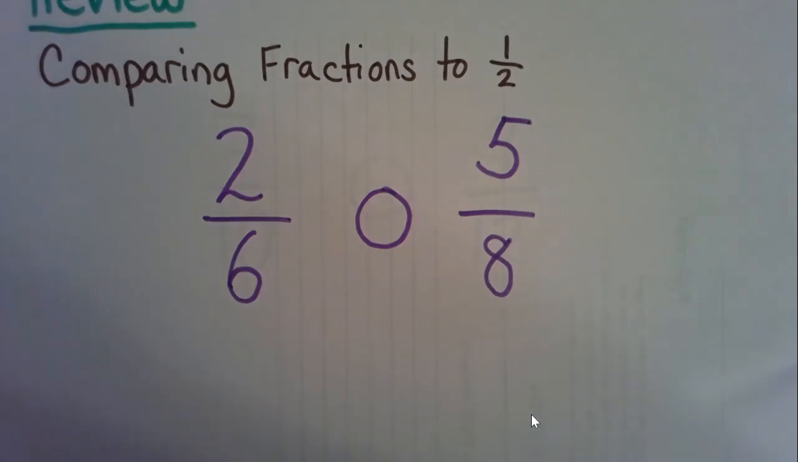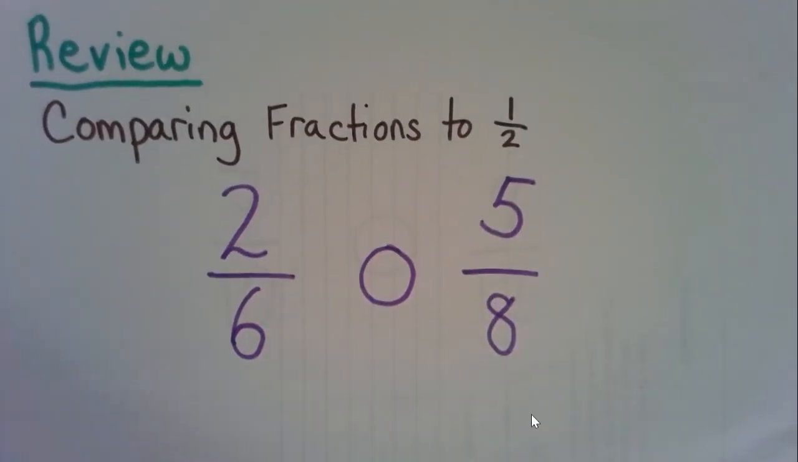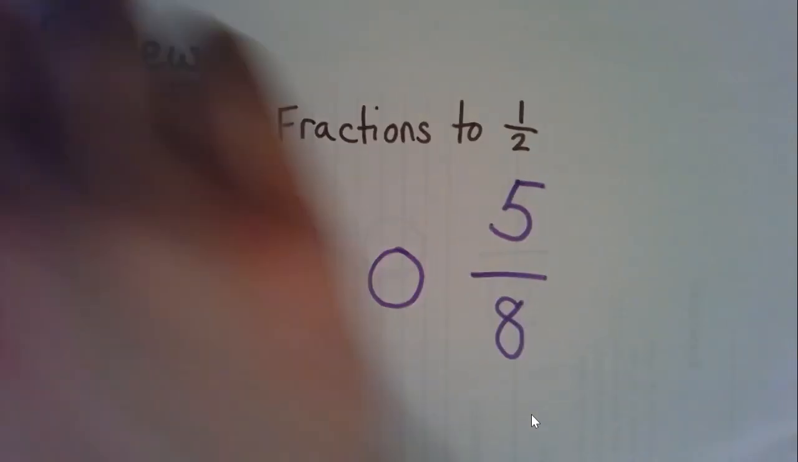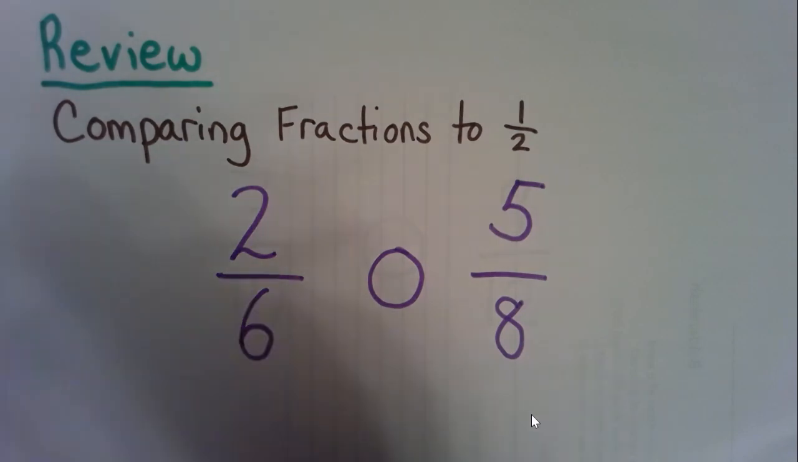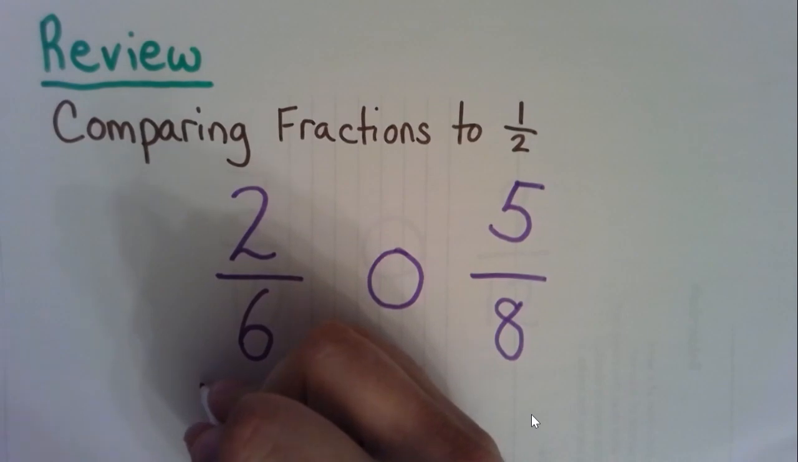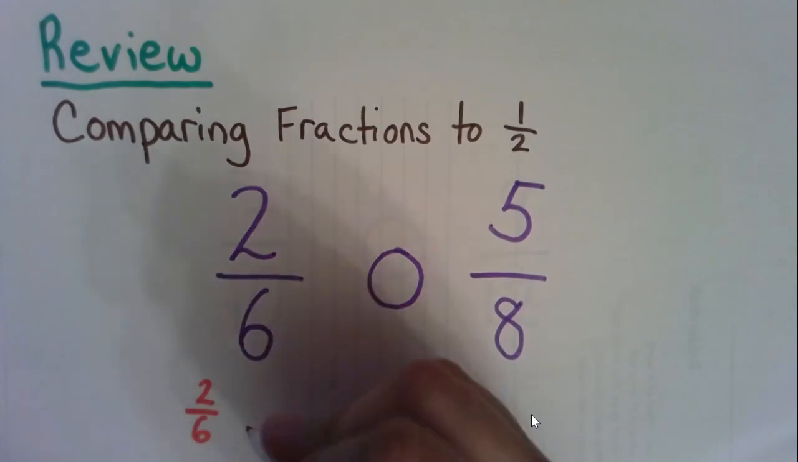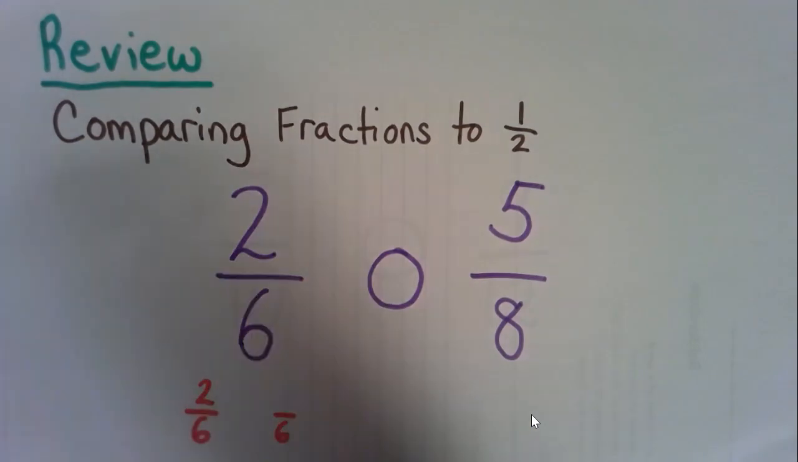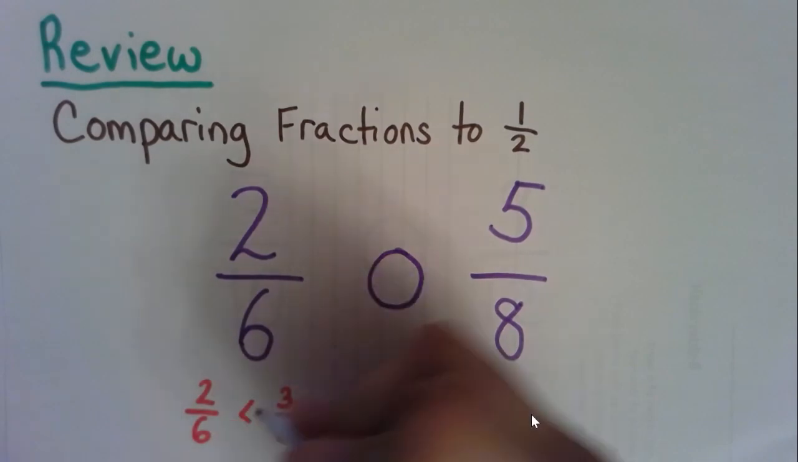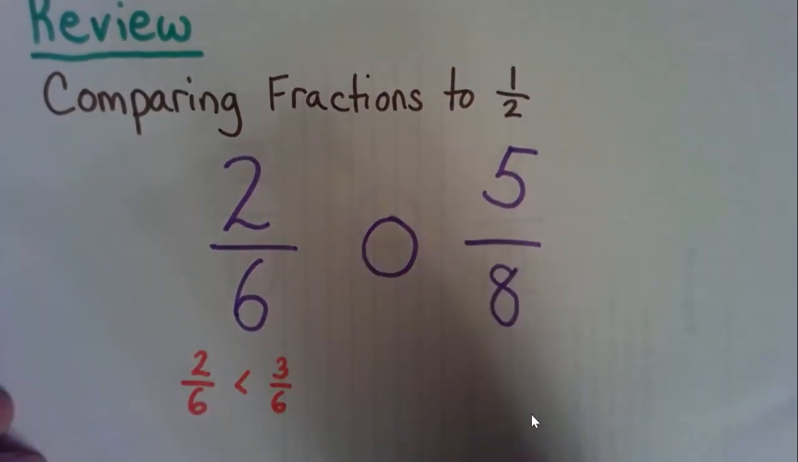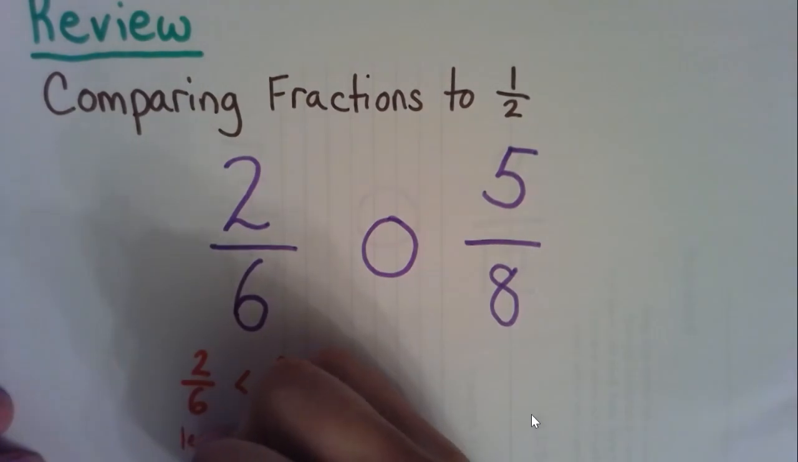So, to review, one of the concepts that we worked on recently has to do with comparing fractions to 1/2. So, for example, we can look at the fractions 2/6 and 5/8. And as a quick review, we learned how to say, okay, what's a fraction that's equivalent to 1/2 that has a denominator of 6? And we know that that's going to be the fraction 3/6. Since 2/6 is less than 3/6, we know that 2/6 is less than half.